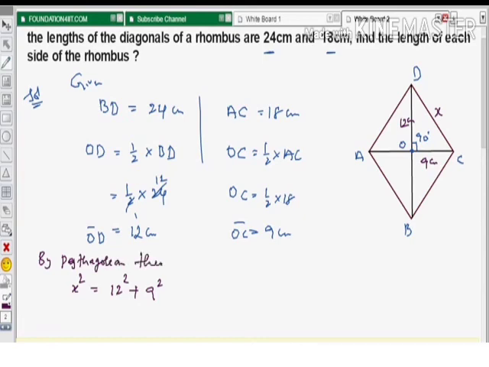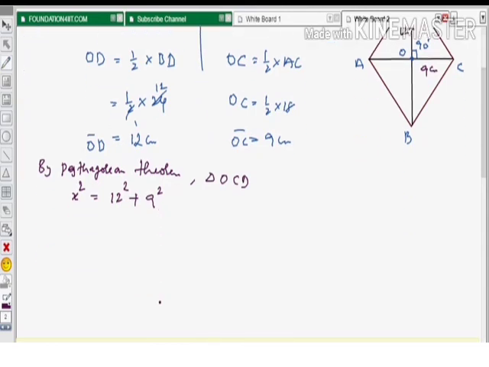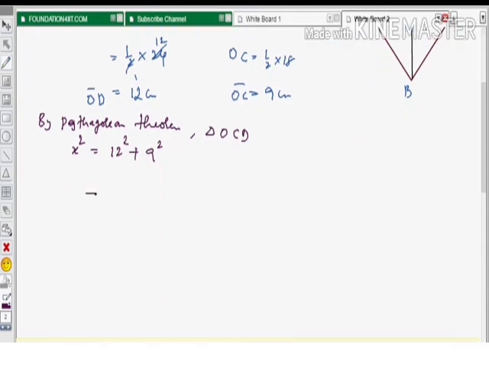So the Pythagorean theorem from triangle OCD, where CD is the hypotenuse. You have to simplify to get the value of x. 12 squared is 144 plus 9 squared is 81. 144 plus 81 is 225, which is the value of x squared. Then x is equal to the square root of 225. The square root of 225 is 15 centimeters.